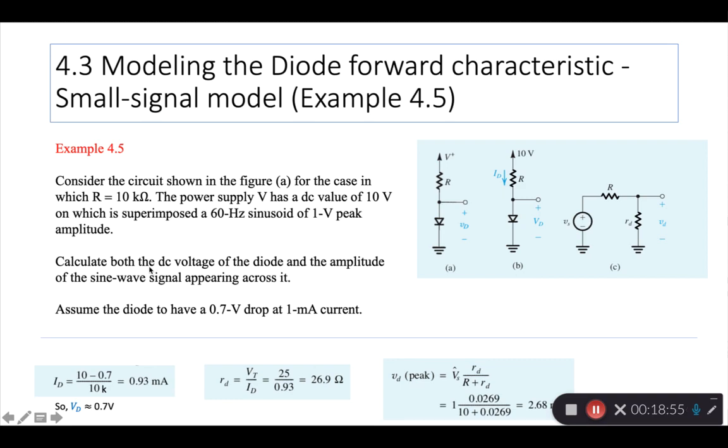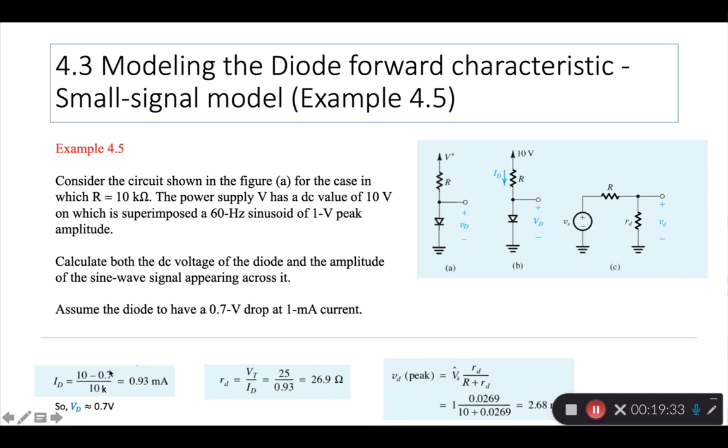The question then says calculate both the DC voltage of the diode, that means the voltage here, and the amplitude of the sine wave signal appearing across it. Actually, the value of the sine wave signal is given, right? It's 1 volt 60 hertz peak. So that's given. All we have to do is to find the DC voltage. Assume the diode to have a 0.7 volt drop at 1 milliamp current. So all this data is given, and we have to find the DC voltage across the diode, right?